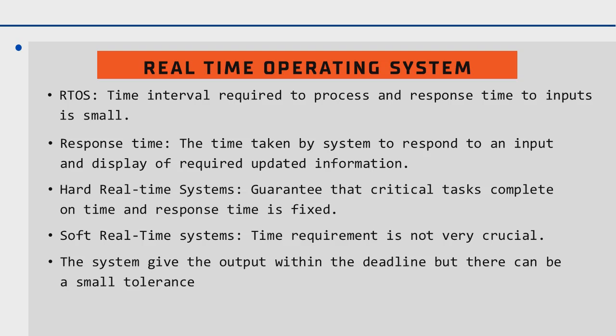Soft real-time systems, on the other hand, are more flexible. The timing requirement is not very strict and small delays are acceptable. For instance, in video streaming, a tiny delay in displaying a frame does not cause major problems. In summary, both types of RTOS respond quickly, but hard real-time systems have strict deadlines, while soft real-time systems allow small tolerances.